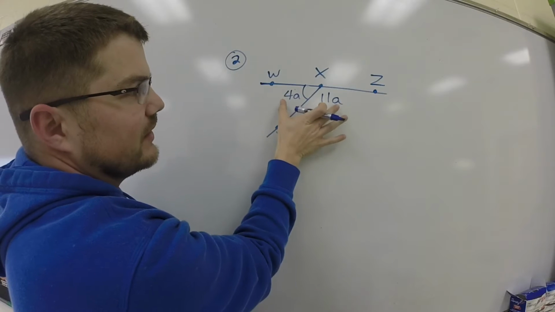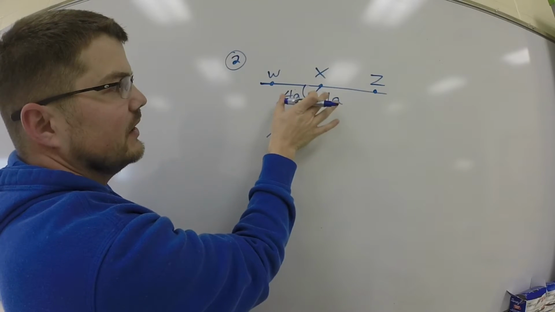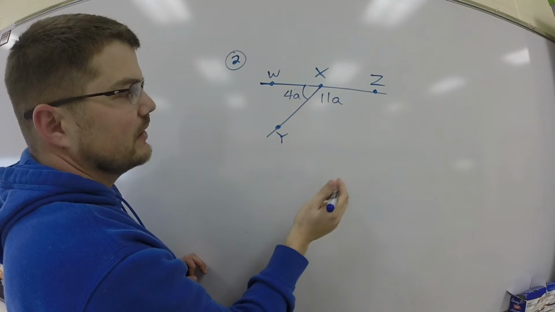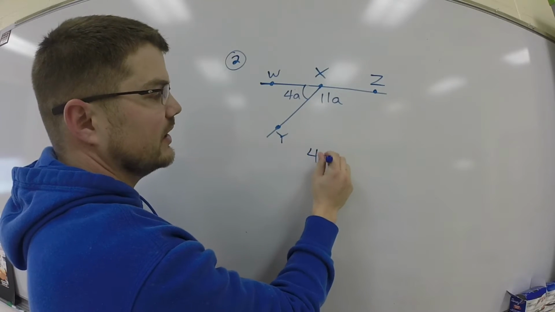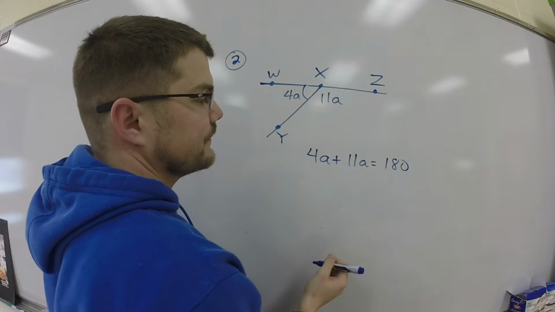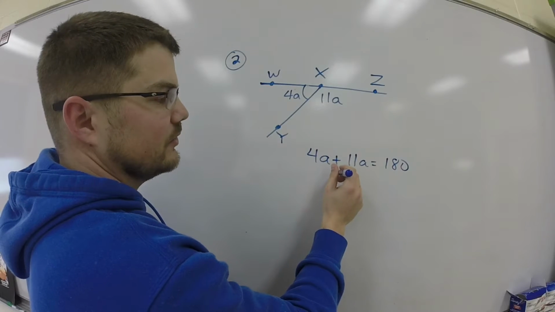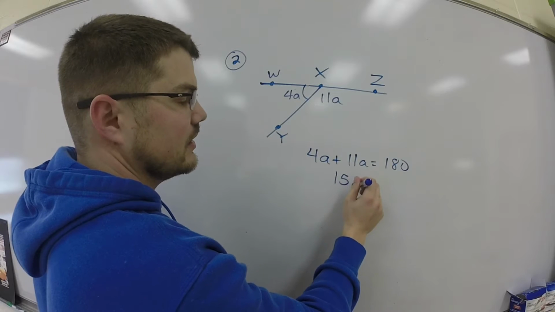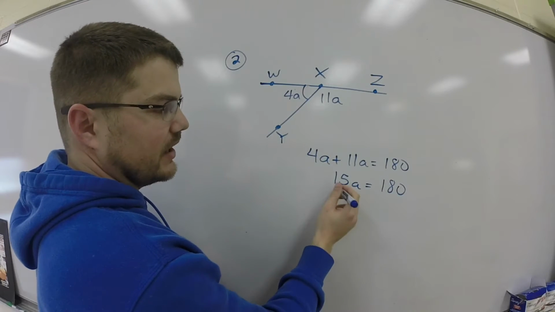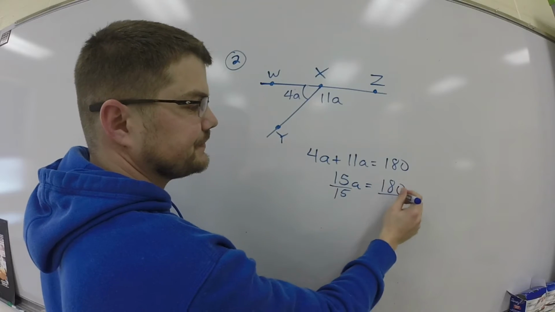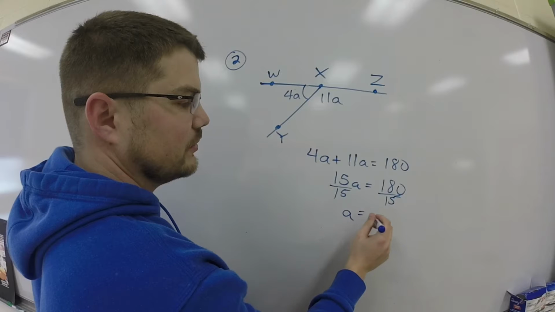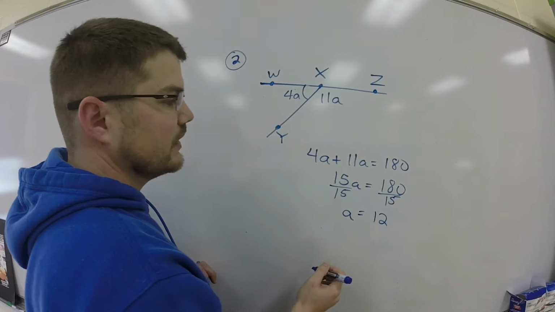But what do we know about these two angles? These are supplementary angles, and if we add them together, we'll get 180. So let's do that. Let's do 4A plus 11A equals 180. And that gives me 15A equals 180. Let's divide by 15. A is going to be 12.